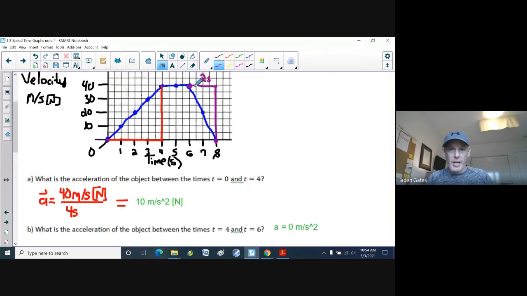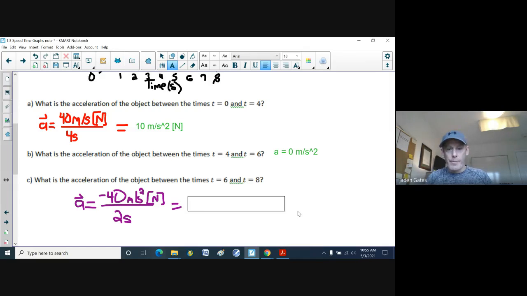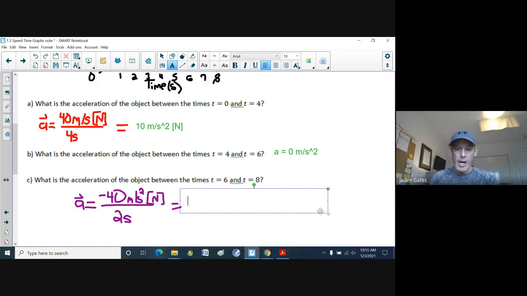The run was, again, 2 seconds. Put that in there. The drop was minus 40 meters per second squared. And again, we have direction on this one, so it's north. Now, if I divide my numbers, we're going to have to make a little adjustment here. I take minus 40 and divide by 2, and I get minus 20. I could write it like this, meters per second squared north, but this would be incorrect. I have to change it.